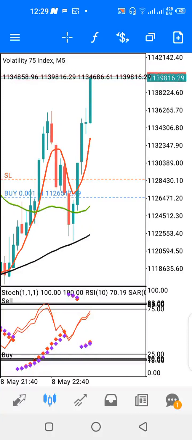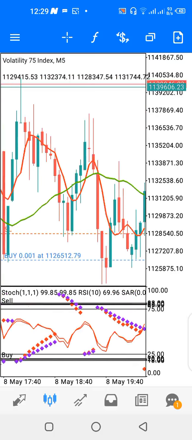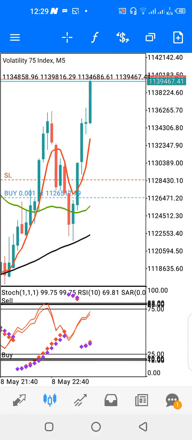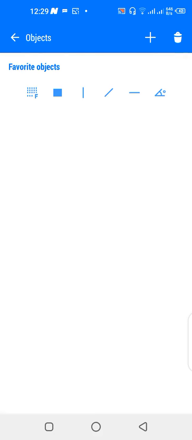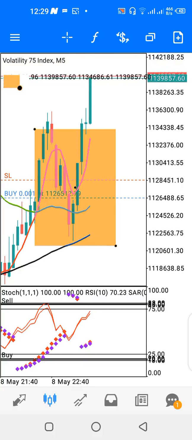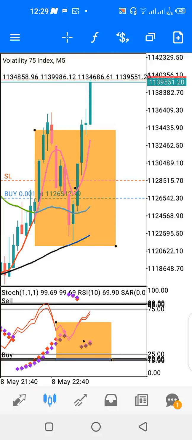Today we'll be looking at how to trade the Volatility 75 index on the 5 minutes time frame. On the screen I have V75 on the 5 minutes time frame, and I have two windows. I have the main window, this is my main window, and I have indicator window 1. This is indicator window 1.